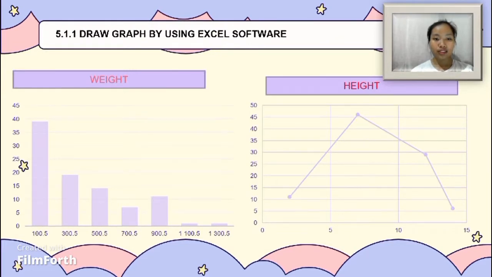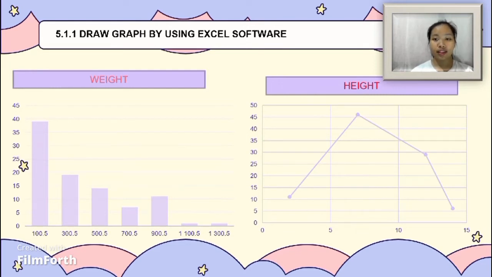Next, drawing graphs by using Excel software. The first graph is weight. From the above graph, we can see that the x-axis represents the frequency and the y-axis represents the midpoint for the weight group. The midpoint must be calculated for each class. After calculating the midpoint, each midpoint must be compared to the frequency of each class. The total frequency must be equal to the sample size, which is 92 of the dataset.